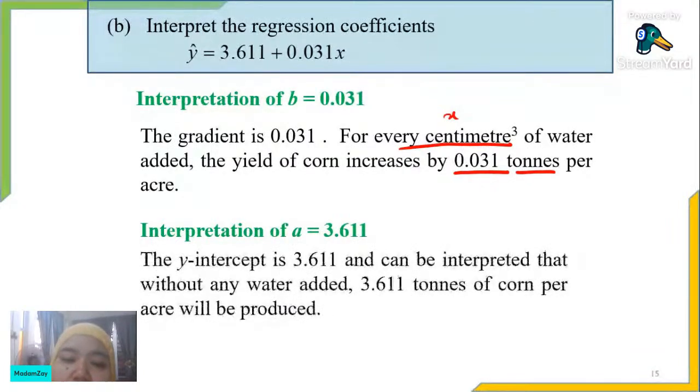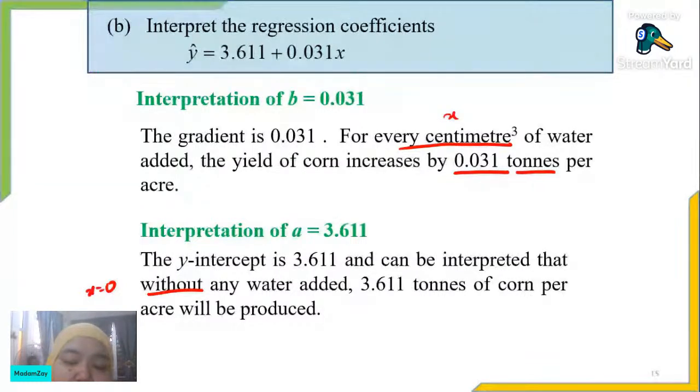Okay, so the intercept is 3.611 and can be interpreted as without any water added. Why without any water? X equals 0. So what is X? Amount of water. So without any water added, 3.611 tons of corn per acre will be produced. A is in the unit of Y, because when X equals 0, you get the answer for Y, which is Y equal to 3.611.